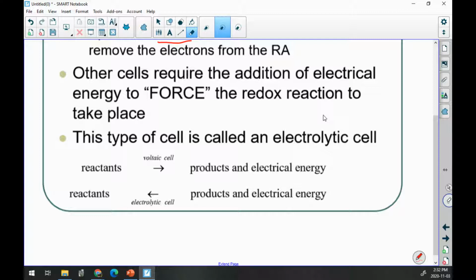And we all carry one, or I carry one in my pocket just about full time. This is both a voltaic cell when it's working, and when I plug it in at night, it's an electrolytic cell.